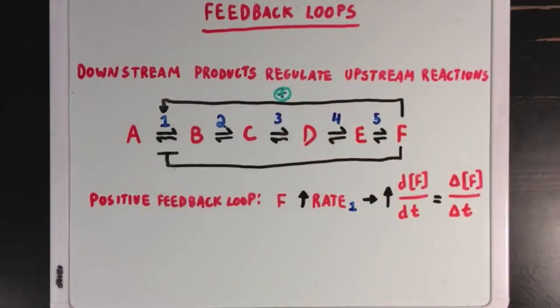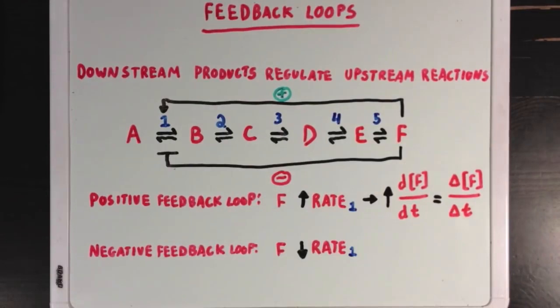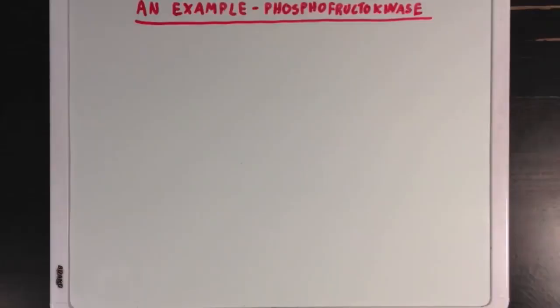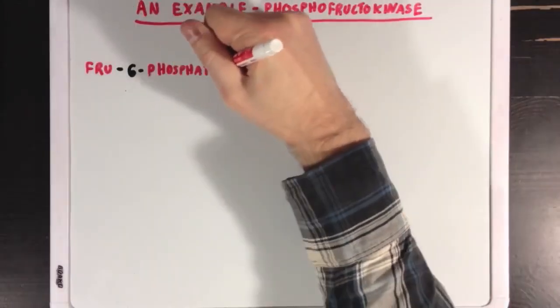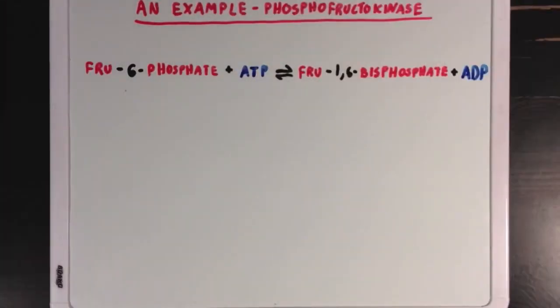Now let's say molecule F had a negative effect on enzyme 1. We would call this a negative feedback loop since molecule F decreases the rate of reaction 1, which leads to a decrease in the rate of formation of molecule F. So let's look at an example of a feedback loop just to really drive home the point if you're still confused. Now, phosphofructokinase is an enzyme involved in glycolysis, and it catalyzes the conversion of fructose 6-phosphate and ATP to form fructose 1,6-bisphosphate and ADP.